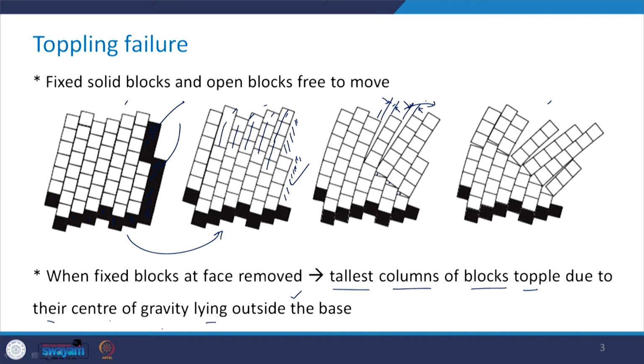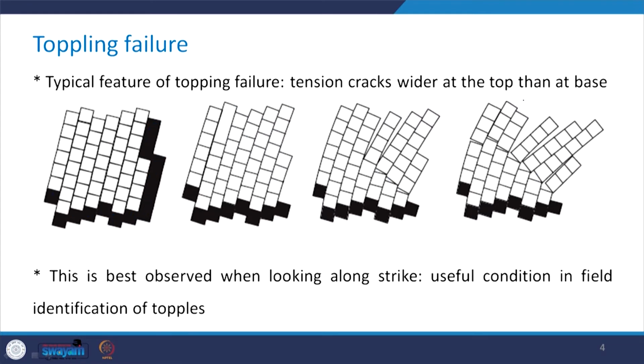When you go from the third step to the fourth figure, you see how these gaps are increasing, and here also, and how, as these blocks rotate, the blocks behind these rotating blocks also have the tendency to rotate slowly in the same direction. So, this is the mechanics behind the toppling failure.